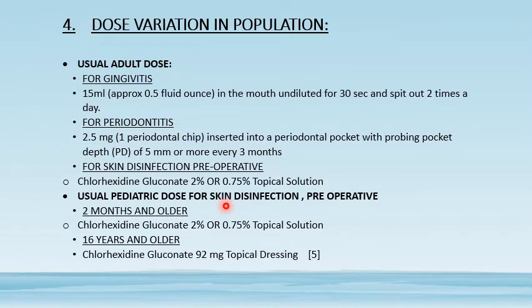Then the usual pediatric dose for skin disinfection and preoperative use: for 2 months and older, chlorhexidine gluconate 2% or 0.75% topical solution is given, and for 16 years and older, chlorhexidine gluconate 92 milligram topical dressing is given.